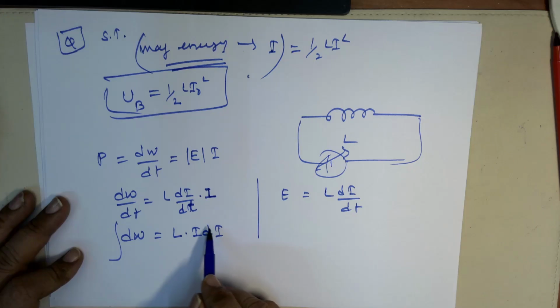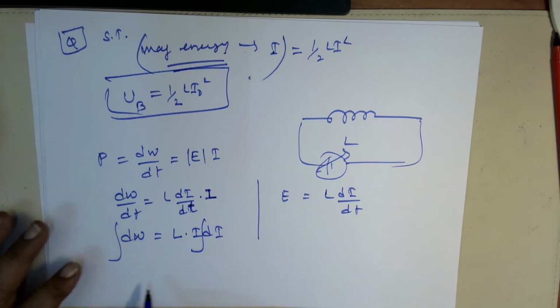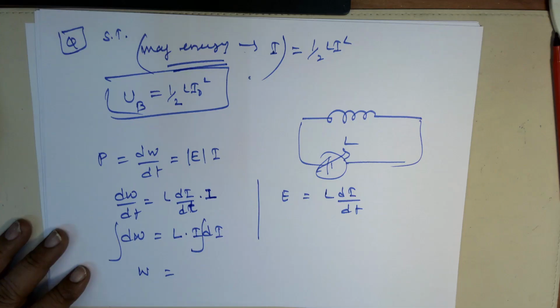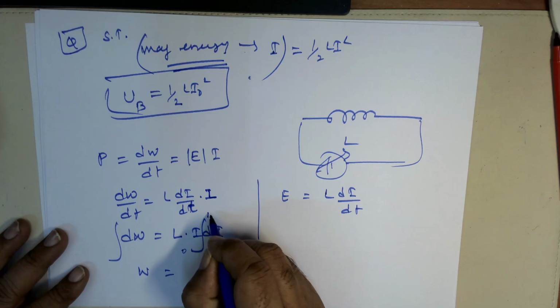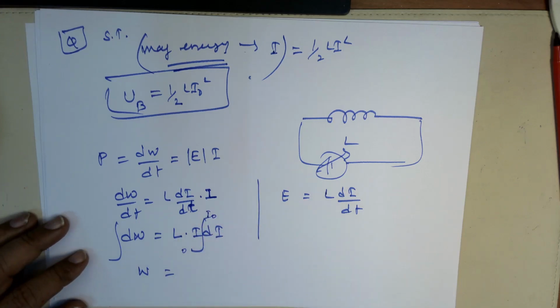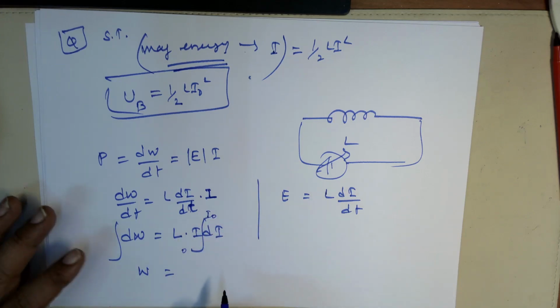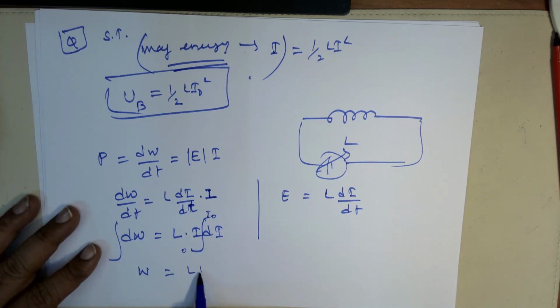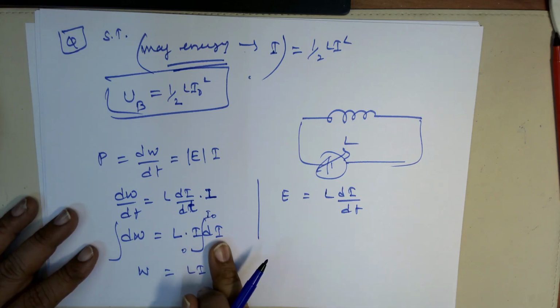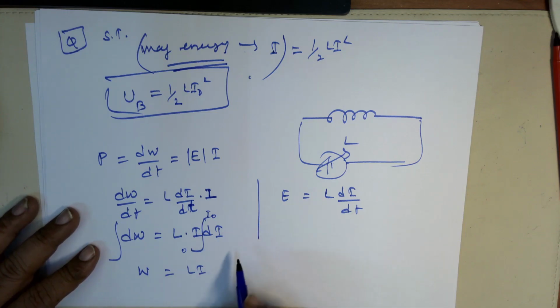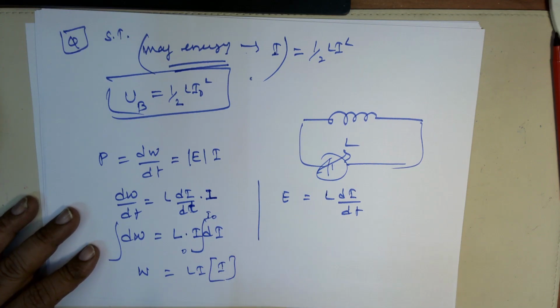Now let us integrate. On integration, dW becomes W, and here I am integrating between the limits 0 and I naught. So in that case, it becomes what? You have got already L. On integration of I dI, integration of x dx is equal to x squared by 2. So I, between the limits 0 to I naught.